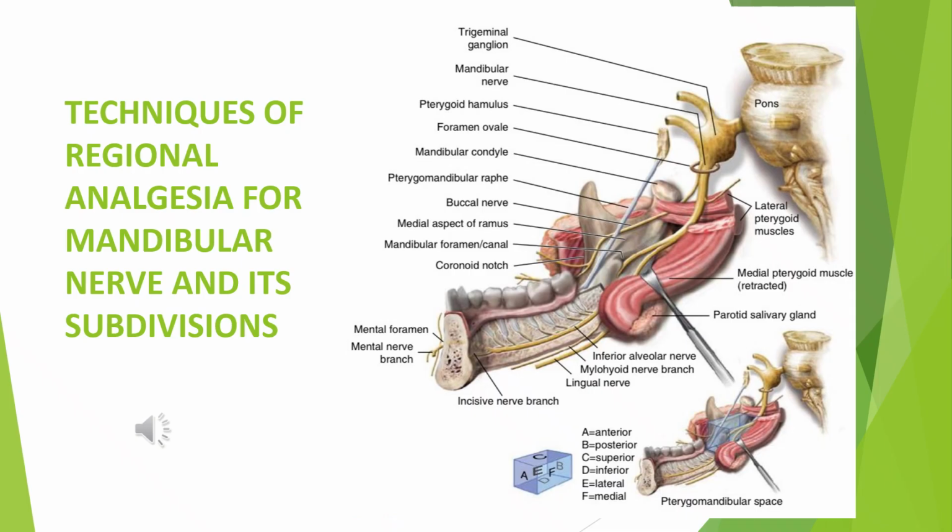The anterior division supplies the muscles of mastication, and the posterior division is mainly sensory. It gives the branches inferior alveolar nerve, mental nerve, incisive nerve, and then it gives the long buccal nerve and lingual nerve.